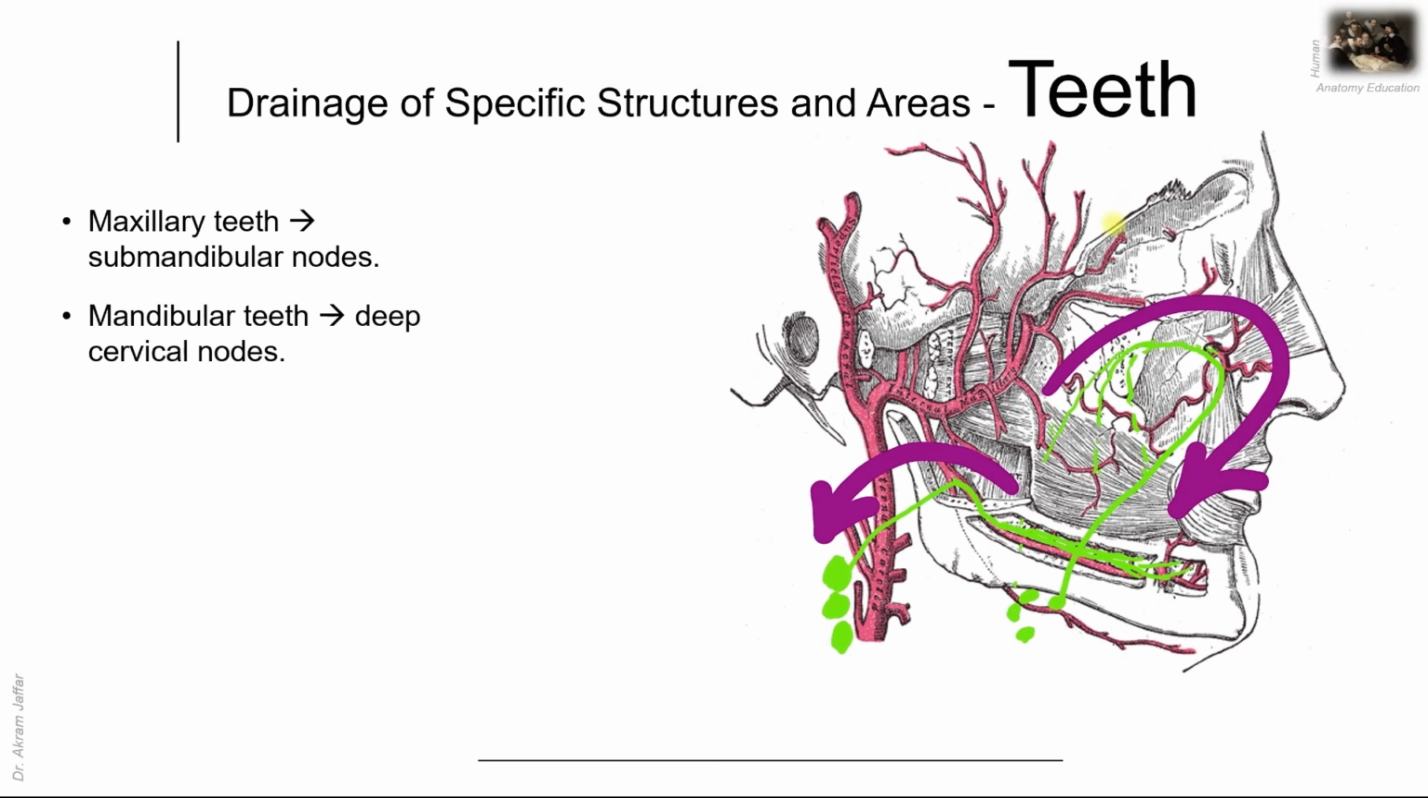Regarding the teeth, the maxillary teeth drain by vessels that pass to the face via the infraorbital canal and then pass inferiorly to enter the submandibular lymph nodes in the submandibular triangle. While the mandibular teeth go along lymphatics backwards through the mandibular canal, not the infraorbital canal, the mandibular canal, here on the medial side of the ramus of the mandible, and end into the upper deep cervical nodes. Of course, you know that these submandibular lymph nodes are ultimately going to drain into the deep cervical lymph nodes as well.